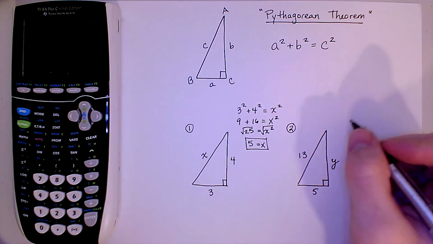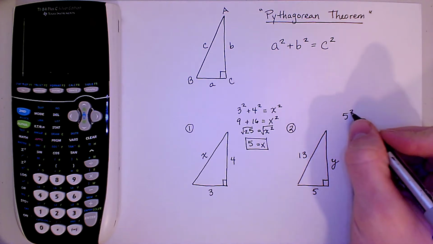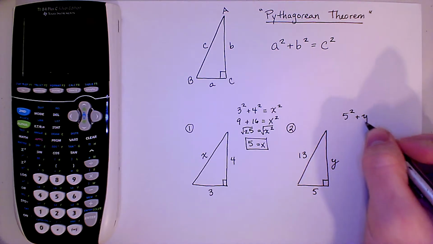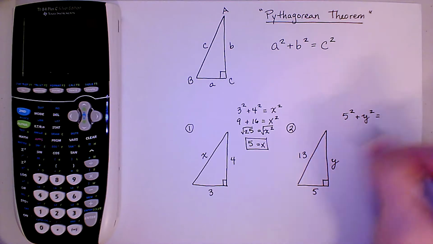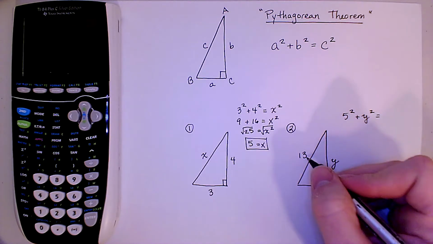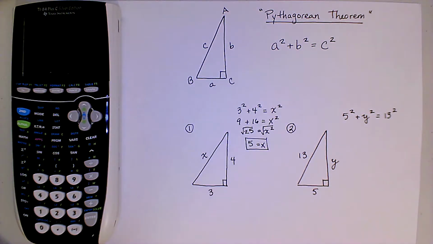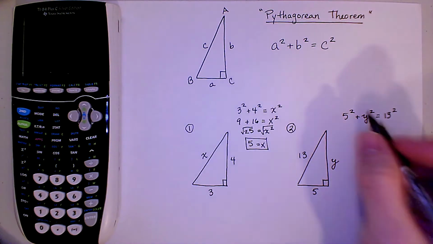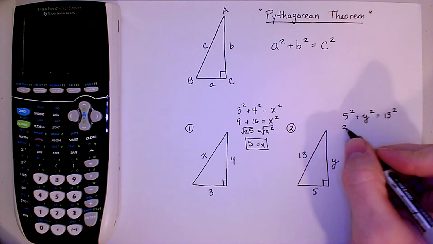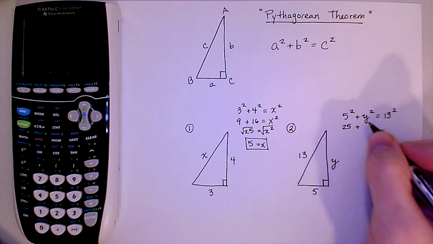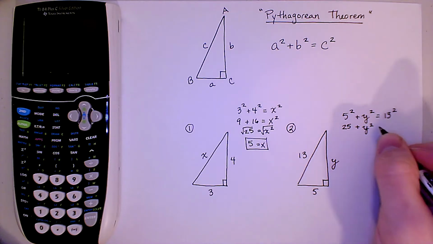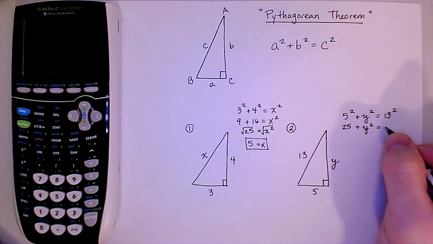So in this case, I'm going to write 5 squared plus y squared equals 13 squared because the 13 would be my c. Now I can solve. 5 squared is 25 plus my y squared I can't do anything with, so I'm going to drop it down, equals 13 squared, which is 169.